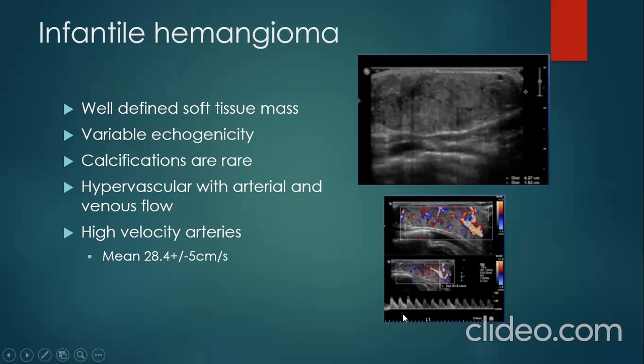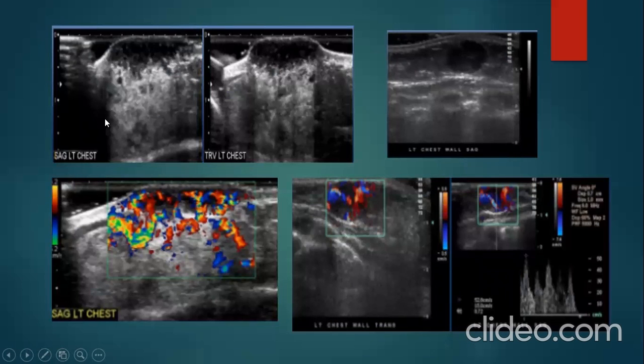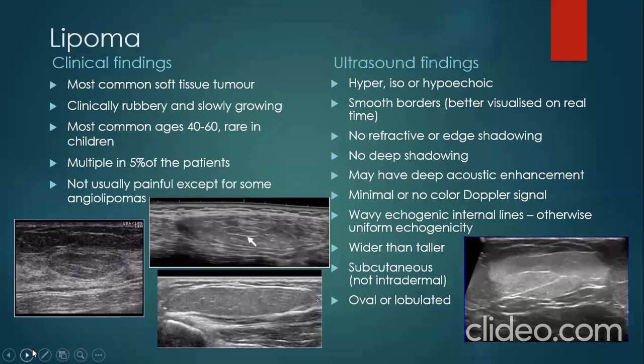In the arteries, there is high velocity flow, which can actually reach up to 28.4 centimeters per second. That is the mean velocity. As seen in this image, our spectral waveform of the arterial flow is showing very good peak systolic velocity. These are other images showing the increased color flow on Doppler scan and our good peak systolic velocity. As seen in this image, this is approximately 50 centimeters per second, high velocity flow. These are also other images.